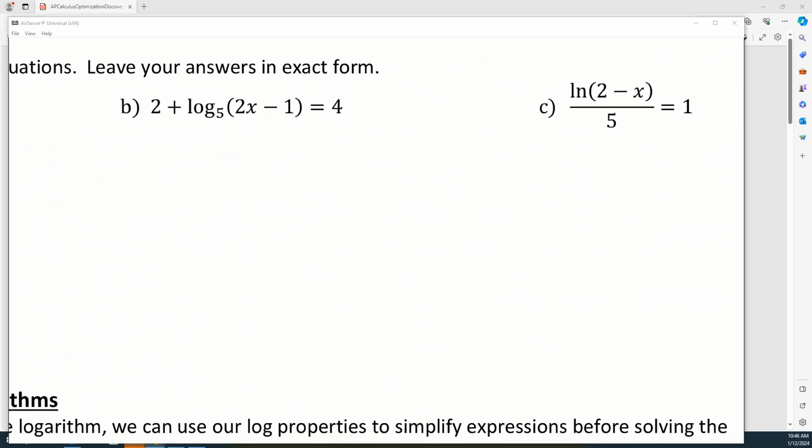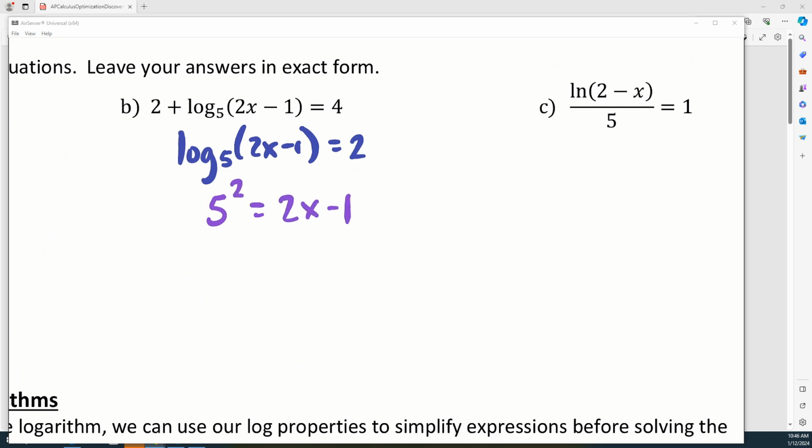All right, let's look at the next one. So I'm going to go ahead and subtract that 2. All right, then I'm going to write this in exponential form. So 5 squared is 2x minus 1. And then I have a few steps to do. 5 squared obviously is 25. And then I'm just going to solve this algebraically.